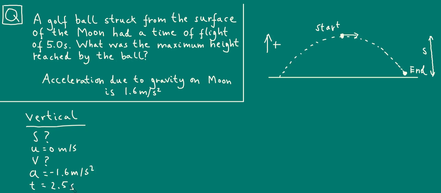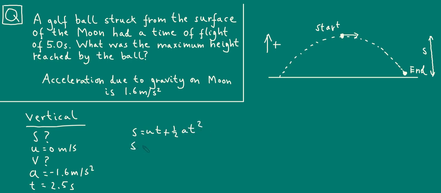So from this we have enough info to actually solve the problem. We don't even need to consider what's going on in the horizontal direction. In fact, we're not even given any info regarding that. So what we can do is employ the SUVAT equation s equals ut plus half at squared, and pop in what we know.